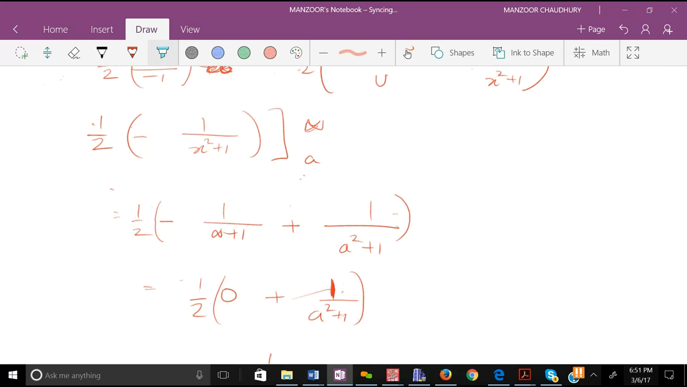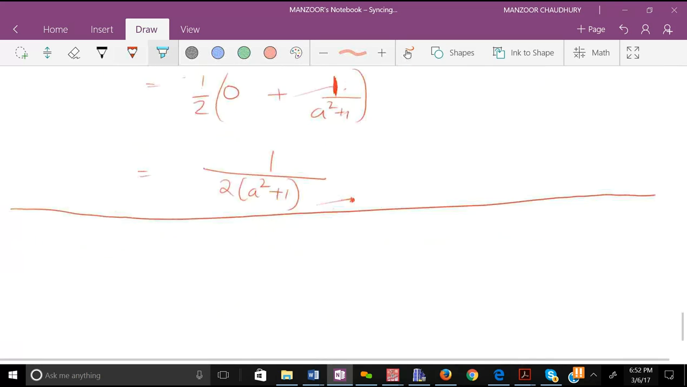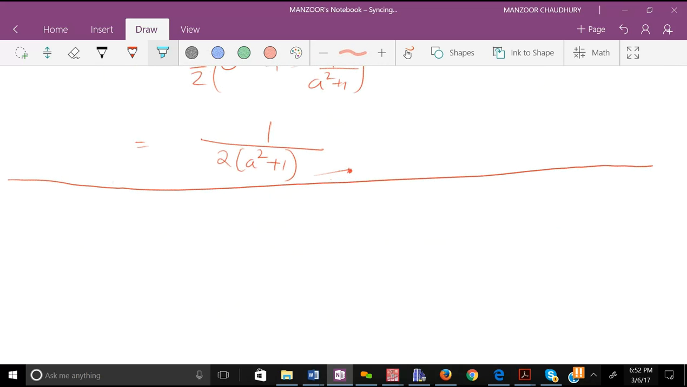Okay, what's the next question we should do? The next one is on a different page, so let me search for it. For me, it's section 9.4. Okay, 9.4 should be the same. Yeah, 9.4, question number 3.